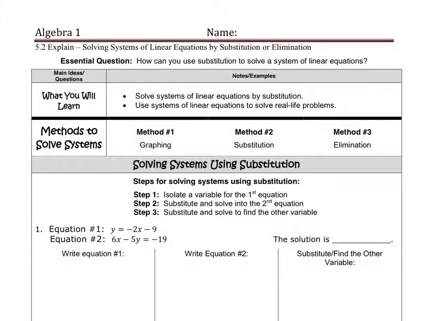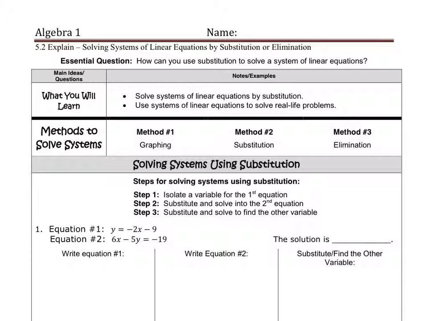We have been working on solving systems of equations, and the way we've been doing it is getting our systems into the y= format and using the calculator to find the intersection. Today what we're going to discuss is two other ways that you could solve systems of equations.